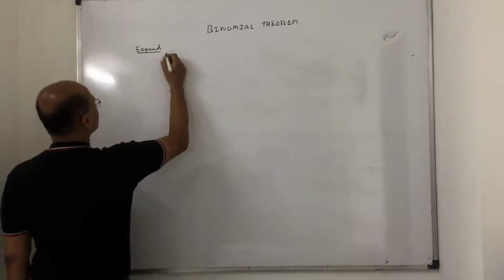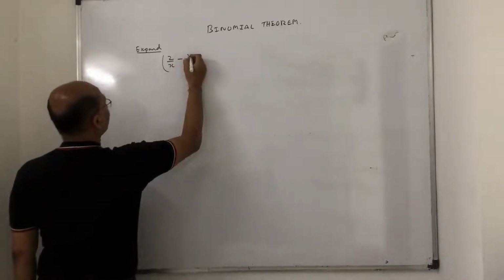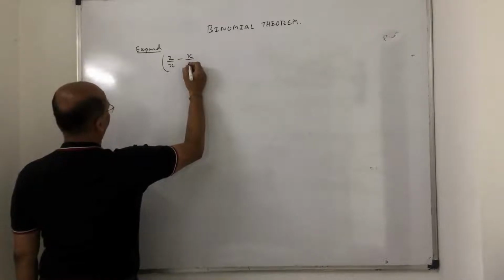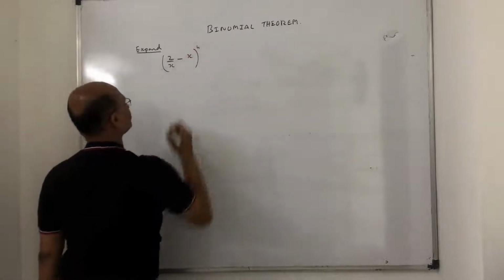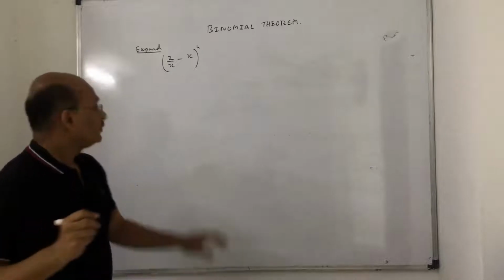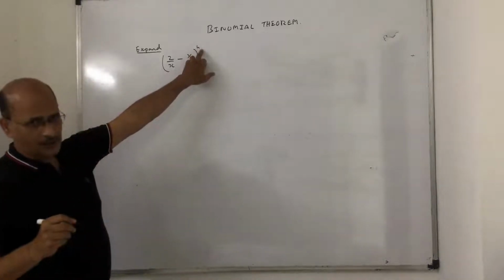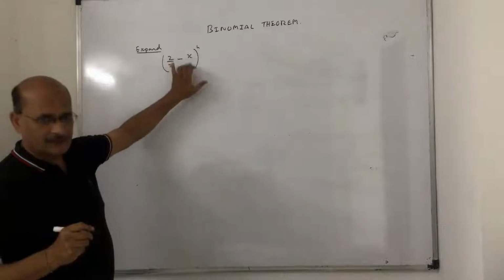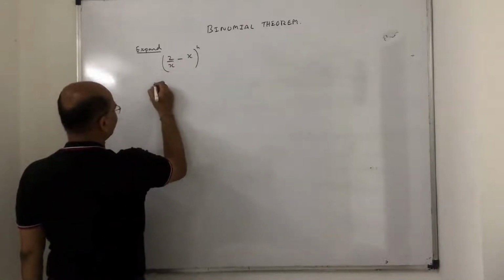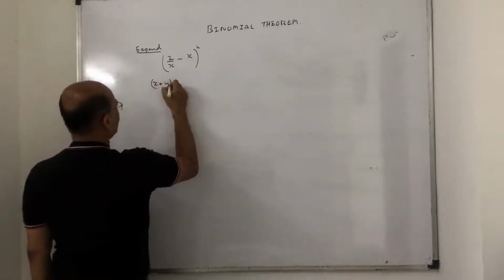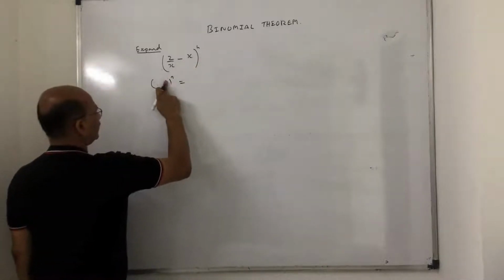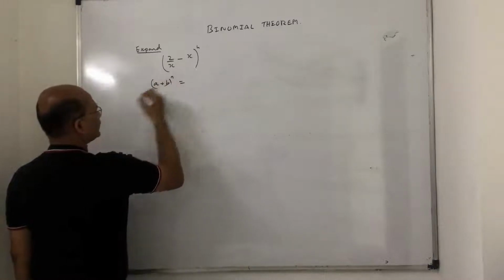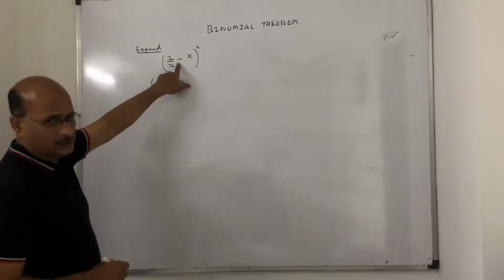Now take (2 upon x minus x) raised to 4. So it is (a plus b) raised to n. So when I say (a plus b) raised to n or (x plus y) raised to n, just write the formula so that you don't mess up. (x plus y) raised to n would be, now since there is the x term, best would be to take a and b so that you understand what we are doing. But there is a minus sign, so just relax.